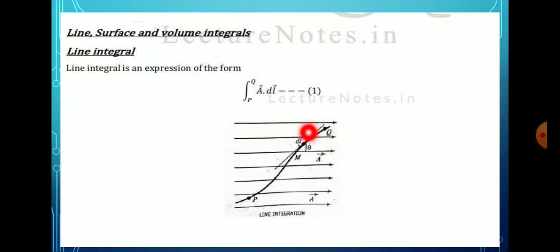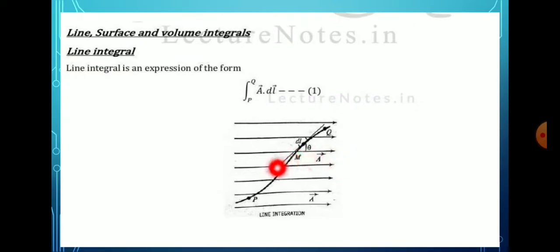consider the linear path of length L from P to Q in a vector field A bar. Then the line could be thought of as consisting of small elementary lengths dl. Then consider one such point M. At the point we draw the tangent. Let the tangent make the angle theta with A bar.